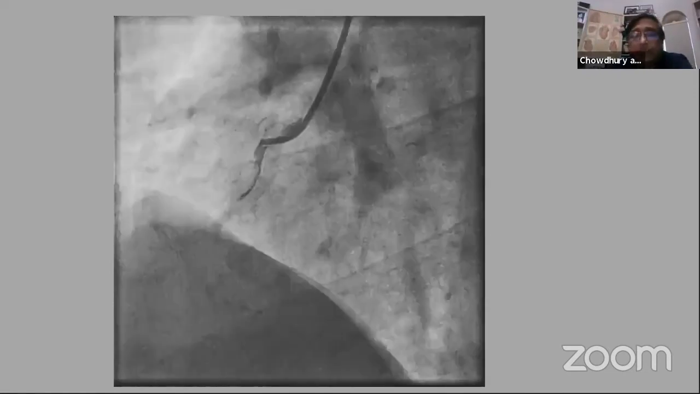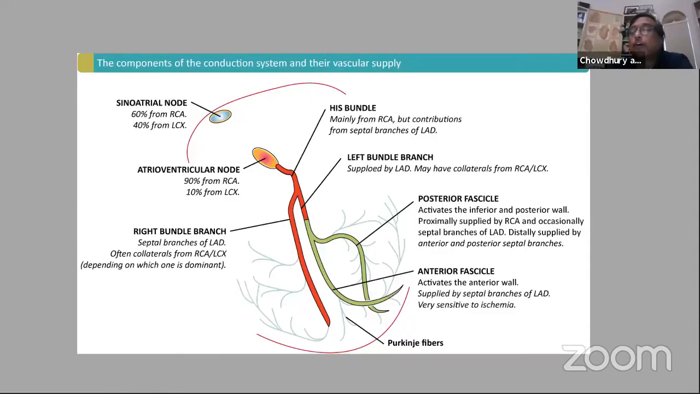But importantly, we need to know the coronary and the conduction system and supply. You can look at the textbook and figure out when you are dealing with this right coronary, what part of the right coronary you're dealing with, and anticipate before you get into trouble.